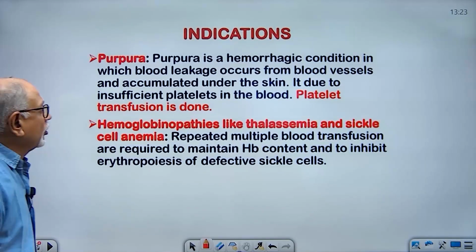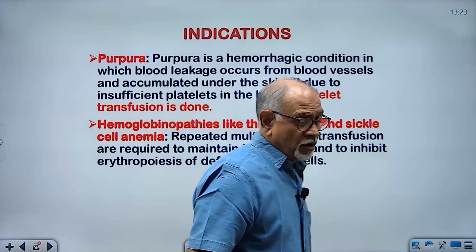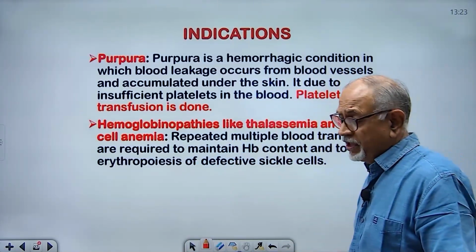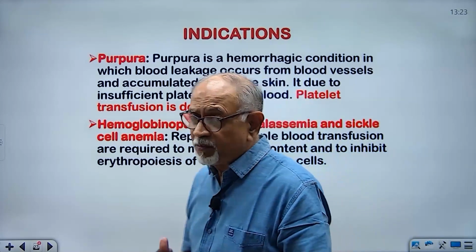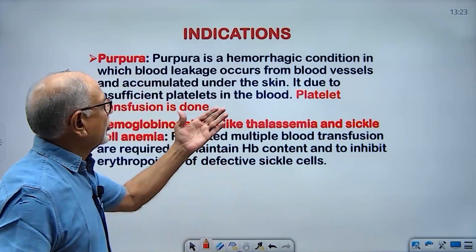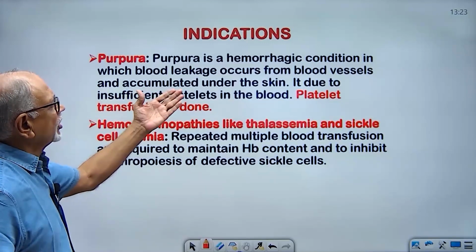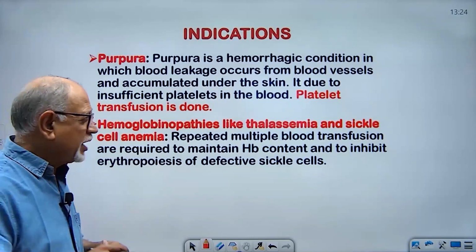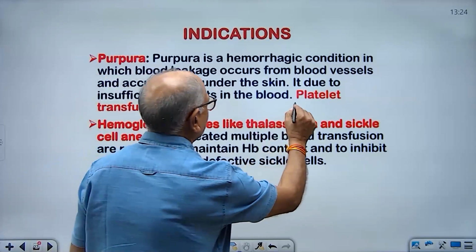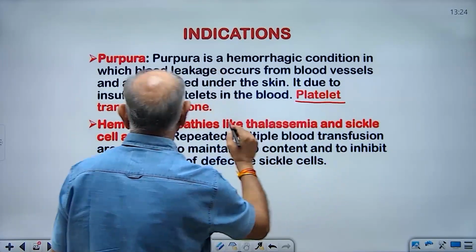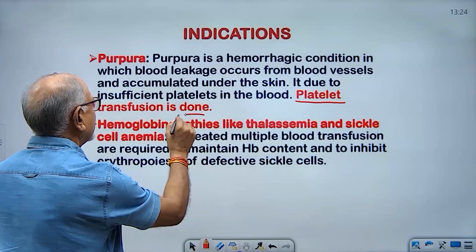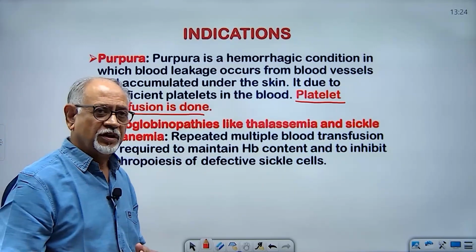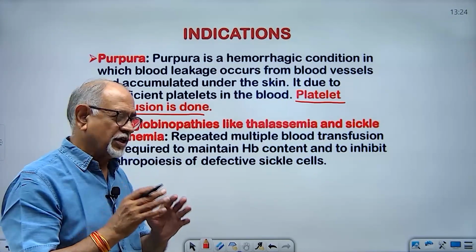Now, in case of purpura, purpura is a hemorrhagic condition in which leakage of blood occurs from the blood vessels and it is accumulated under the skin. It is primarily because of the insufficient number of platelets, and therefore transfusion of platelets is done.